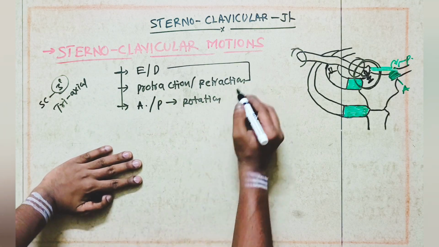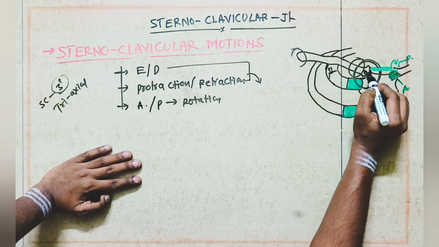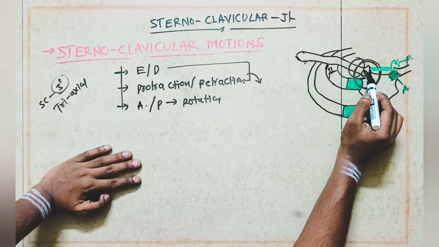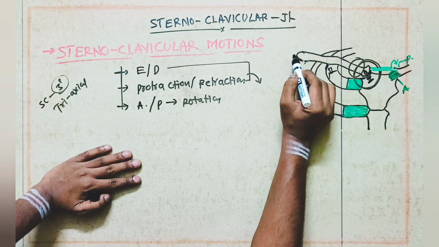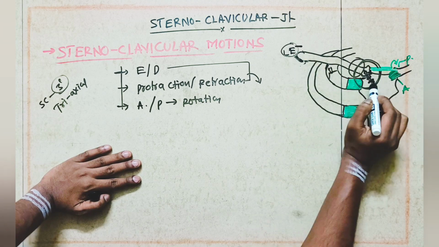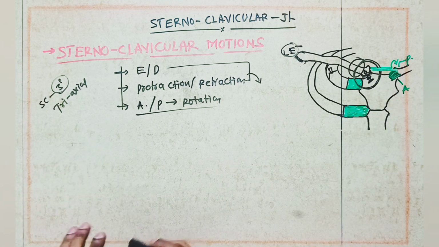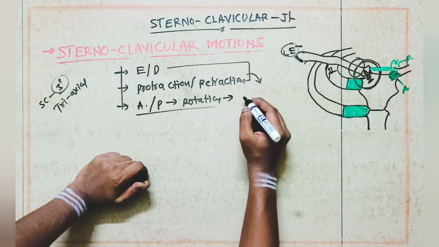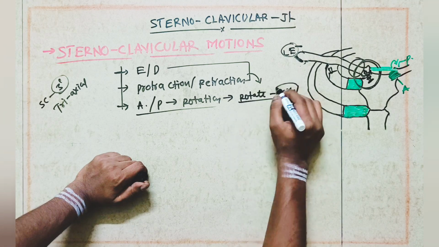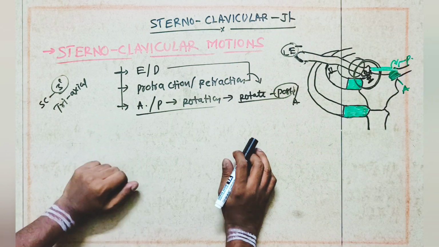All these movements are happening in the sternoclavicular joint. See, this is the lateral end of the clavicle. When elevation and depression movements happen here, automatically the lateral end of the clavicle also will move. If the lateral end is moving, the medial end also will move. And in anterior posterior rotation of the sternoclavicular joint, the entire clavicle will rotate posteriorly and anteriorly. Not only one part, the entire bone will rotate. So these are some points about the movements of the sternoclavicular joint.